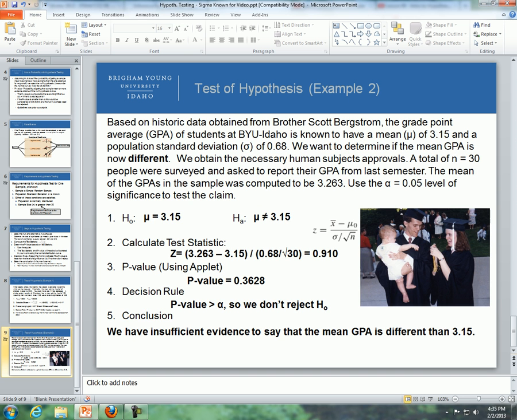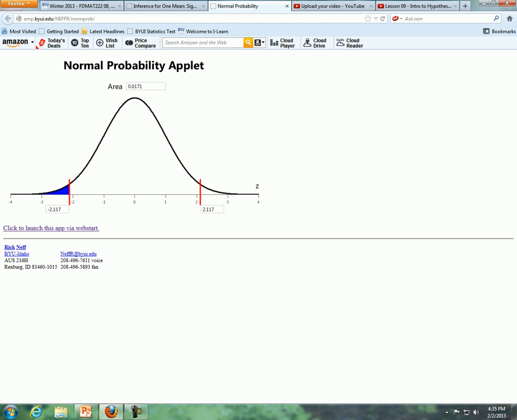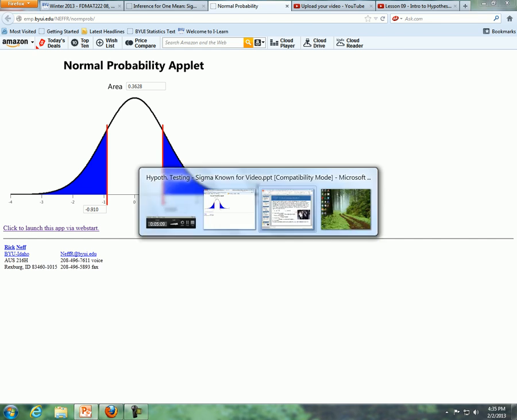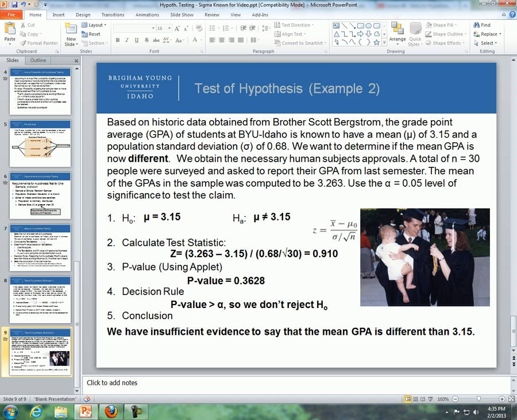Just to be sure you get this, if you shade both sides and type in the z-score, 0.91, this is how you got your p-value. And that is the last of the lesson 9 videos.